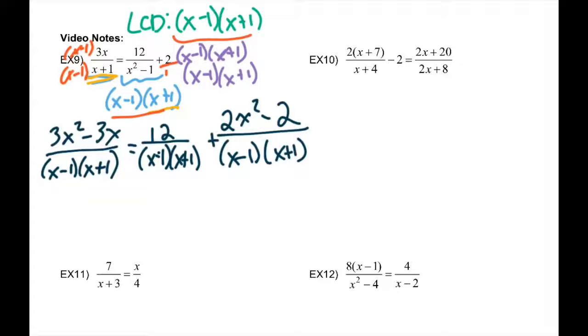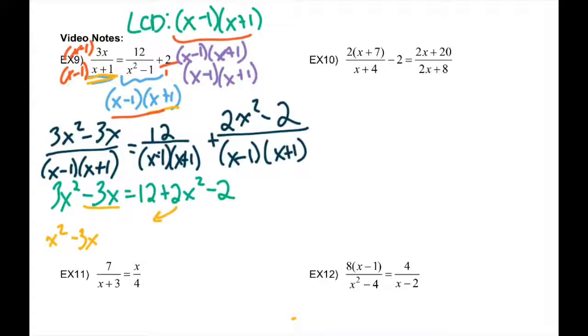So now that we have our least common denominators everywhere, all of our fractions are over that, we can get rid of our denominators. So we get 3x squared minus 3x equals 12 plus 2x squared minus 2. And we want to move everything to one side, so I'm going to move the 2x squared over by subtracting it, and we get x squared there. This negative 3x doesn't have any like terms, and the 12 and negative 2, when we move those to the left, we'll end up with a minus 10 on the left side, and that's all equal to 0.